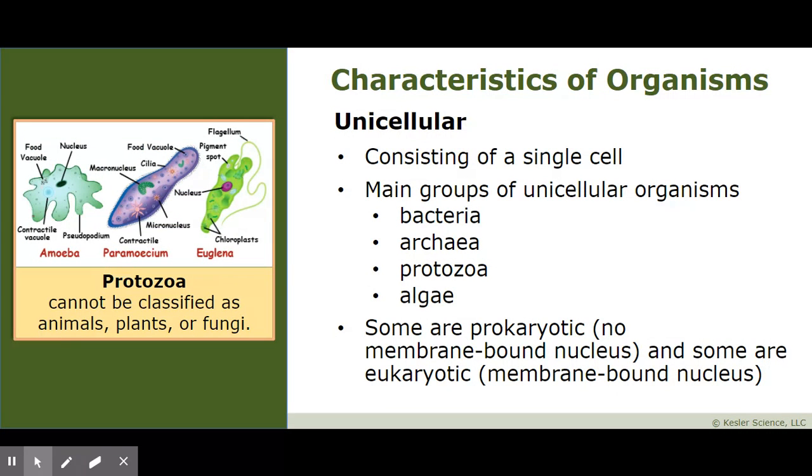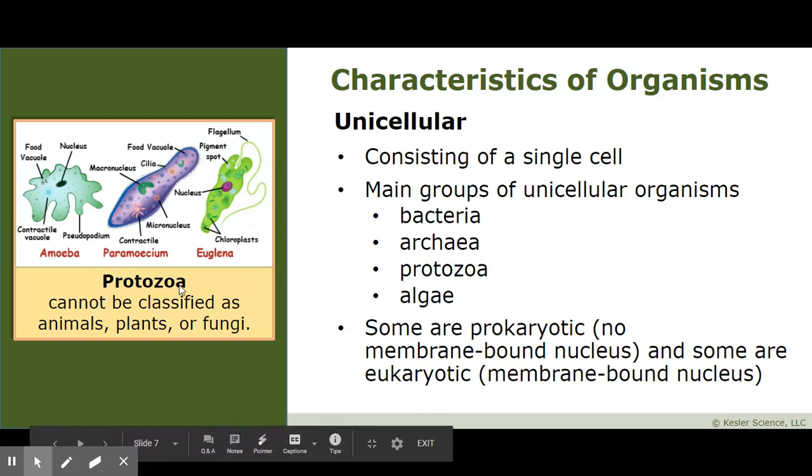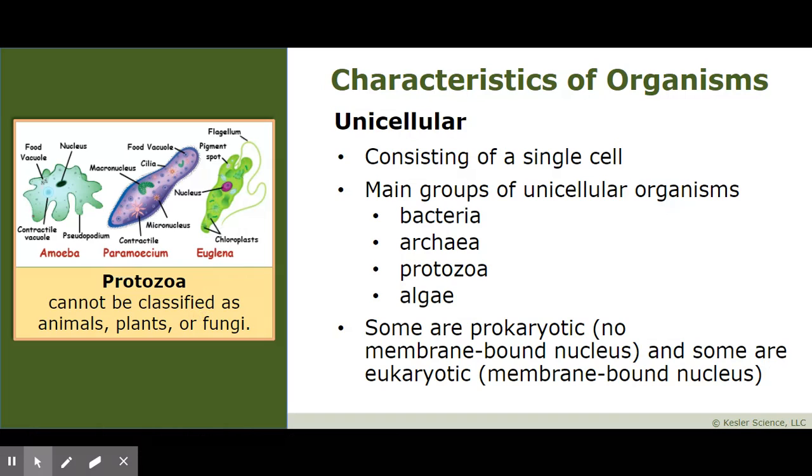Characteristics of organisms. Unicellular. It consists of a single cell. Main groups of unicellular organisms are bacteria, archaea, protozoa, and algae. Some are prokaryotic, with no membrane-bound nucleus, and some are eukaryotic, with a membrane-bound nucleus. A good example is our protozoa family that cannot be classified as animals, plants, or fungi. So we have a food vacuole, we have an amoeba, a paramecium, and a euglena.